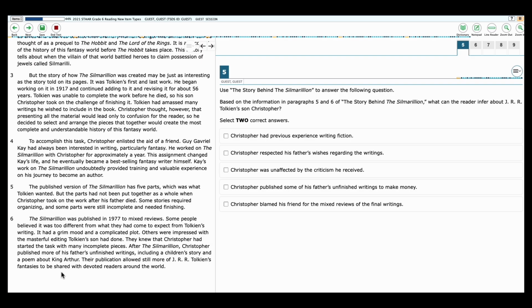It had a grim mood and a complicated plot. Others were impressed with the masterful editing Tolkien's son had done. They knew that Christopher had started the task with many incomplete pieces. After the Silmarillion, Christopher published more of his father's unfinished writings, including a children's story and a poem about King Arthur. Their publication allowed still more of J.R.R. Tolkien's fantasies to be shared with devout readers around the world.